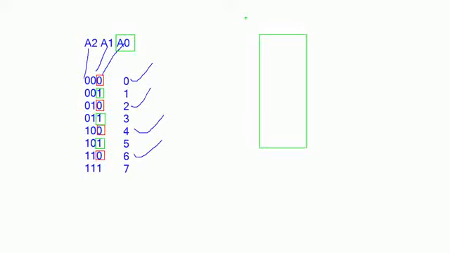You will come to know that particular point, but just remember that whenever the A0 bit position is a 0, we are getting the even combination. Whenever the A0 bit position is a 1, we are getting the odd combination. That is the odd number.